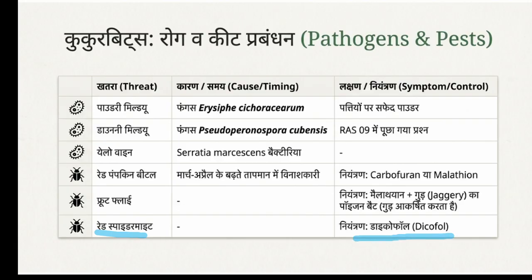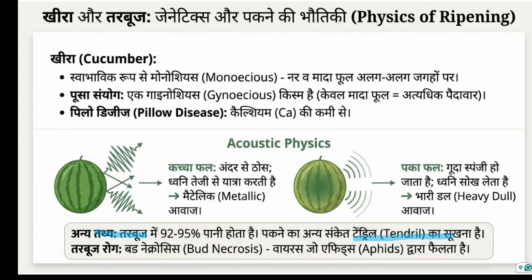Very clear. Besides this, boron deficiency in radish causes brown heart, where the root turns brown from inside. And talking about varieties, the disease-resistant variety is Arka Nishant. For summer, Pusa Chetki is the best.